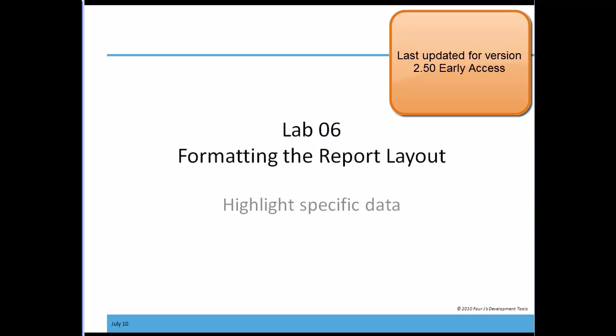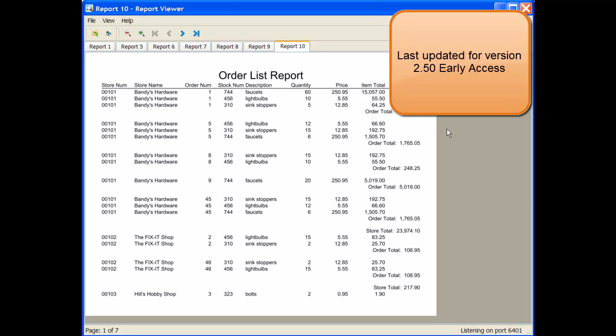For the last exercise in our formatting, we're going to work on highlighting specific data. The goal I'm going to try to achieve here is an expression that turns the item title green and bold wherever the item total is greater than 1,000. Looking at an existing report, anywhere that an item total is greater than 1,000, such as here with 1,505.70, I want that to be both green and bold to visually draw my eye to such entries in my report.